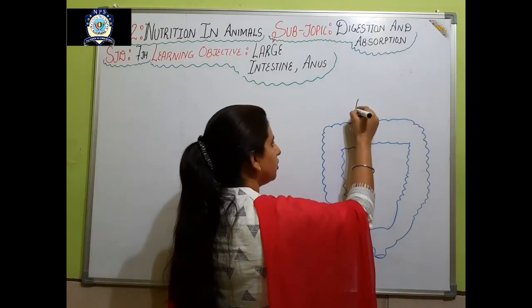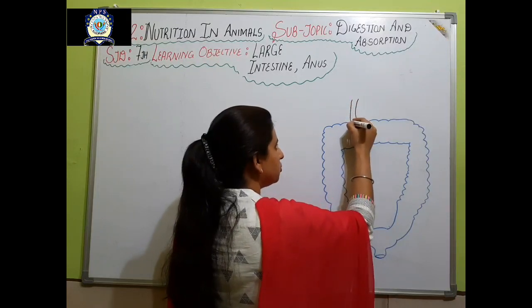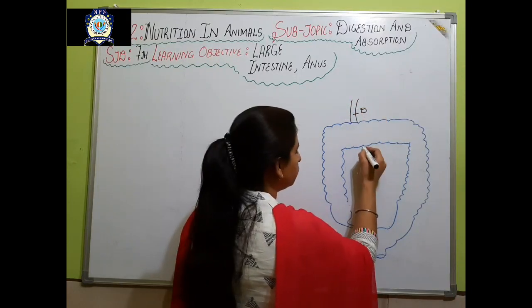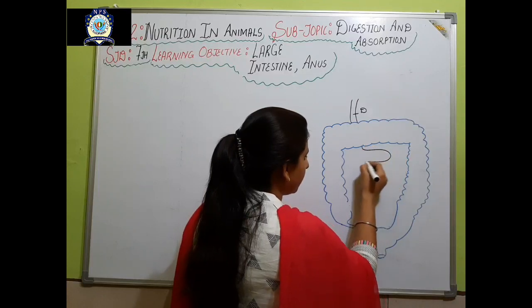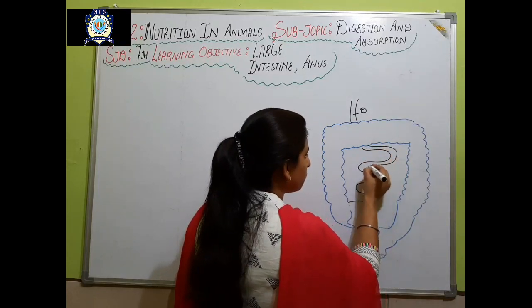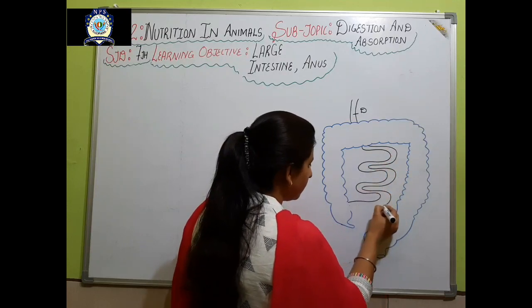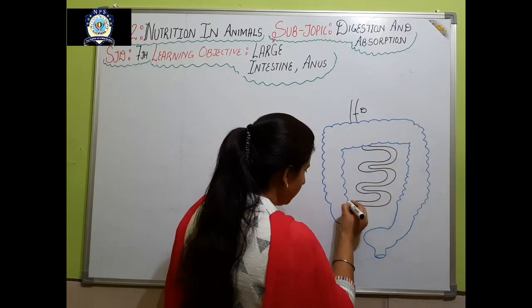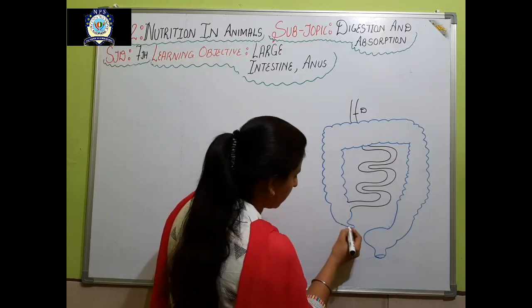So this is your duodenum part, which helps in digestion of the food, and then the food comes into the small intestine, as in jejunum and ileum. And now we are going to label it.